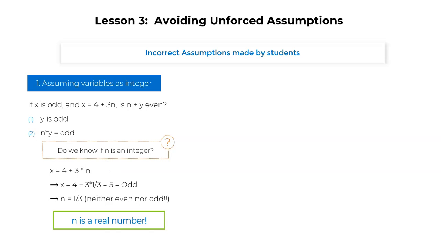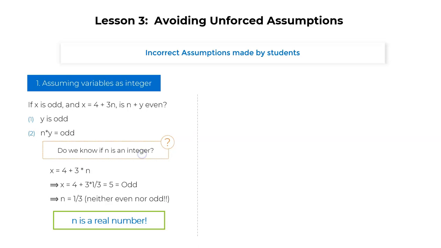Let me try and see if there's any real number that fits here, like a fraction, and let me see if an integer fits in. And from there, you should start solving the question and approaching it in the right manner. If you don't do that, if you simply assume it's an integer, you'll end up marking D, which is incorrect. Okay, so this is the first and the most common assumption that I've seen people make, that is assuming variables as integer.